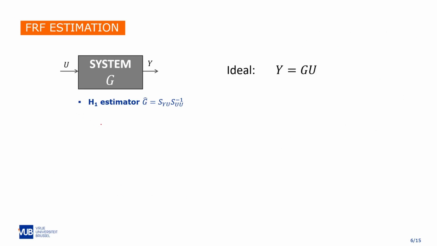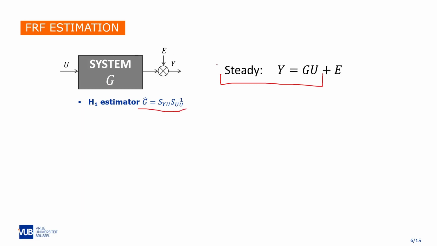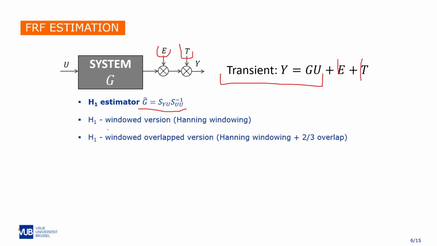So let's talk about the FRF estimation idea. If we take the ideal situation, so we have here the ideal baseline model, input, output, and the frequency response matrix, then we can use the H1 estimator. It's very well known. Let's assume that we also have a steady state model, but now we have an observation noise on the input. This is more realistic. In this case, we can use the H1 estimator, let's say, with multiple overlapping periods. Then we can also have this transient term, so here, noise and transient term. In this case, we can use the H1 windowed version, for instance, with a Hanning window, or the overlapped version with a Hanning window. The third case and the first case are considered in our paper.